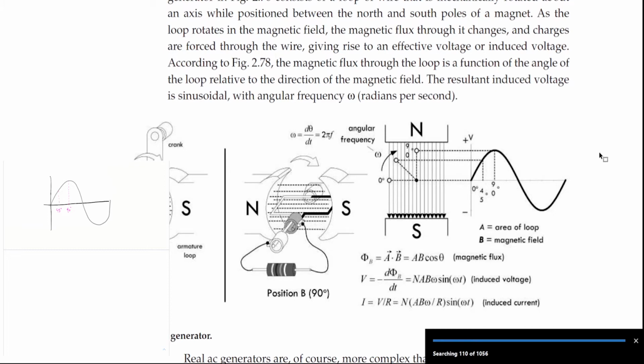Okay, A is the area of the loop and B is equal to the magnetic field. Where are we getting A and B from? What are we referring to here? So there's the angular frequency, which is equal to D of theta. Where do we get D from?